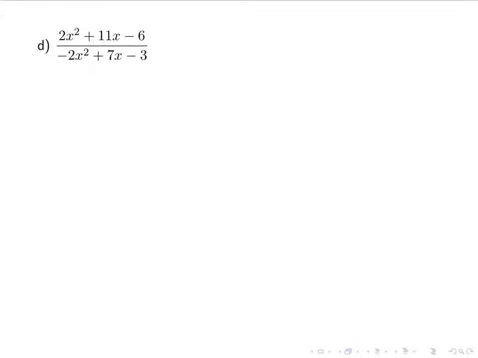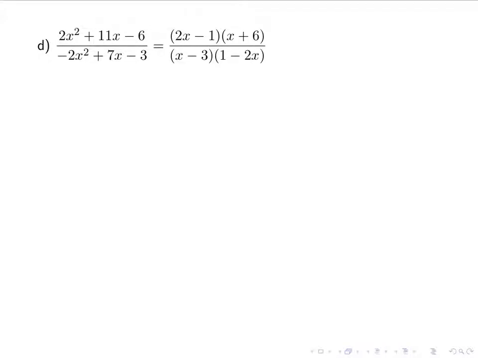So let's try another one. 2x squared plus 11x minus 6 over negative 2x squared plus 7x minus 3. To factor these, your leading term is not a 1, so you will have to do the grouping or the AC method. But again, I'm not going to spend time on that, so I want you to pause it, make sure you factor it out, and make sure we get the same thing.